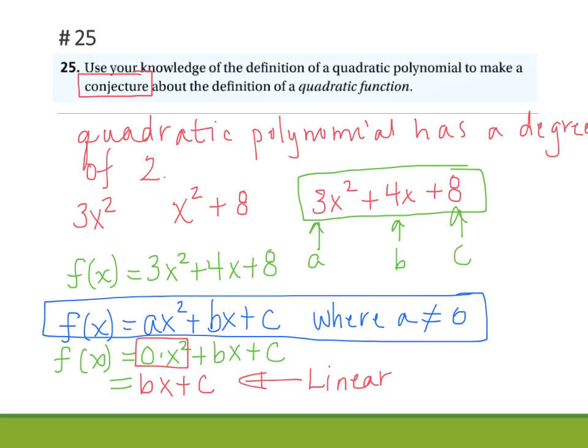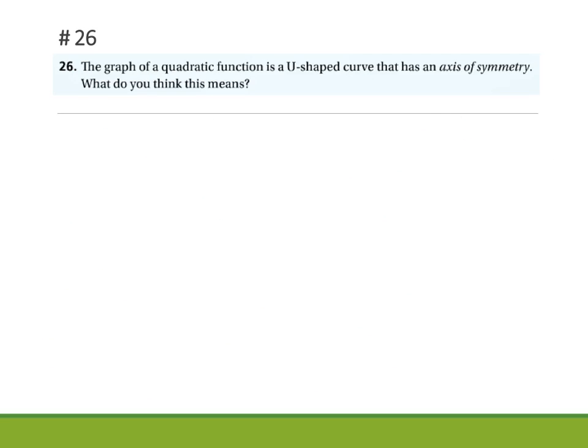Okay, let's continue on. Our next question, number 26, says, the graph of a quadratic function is a U-shaped curve that has an axis of symmetry. What do you think this means? So let's think about the term axis of symmetry.